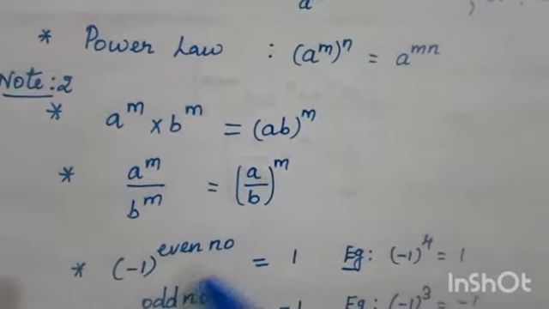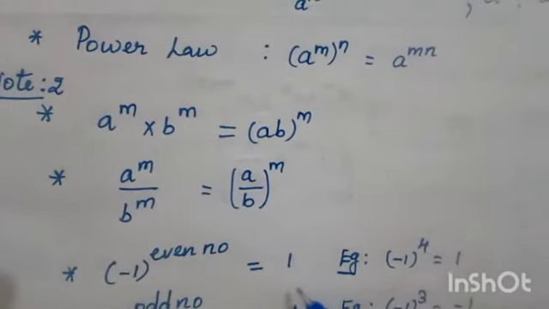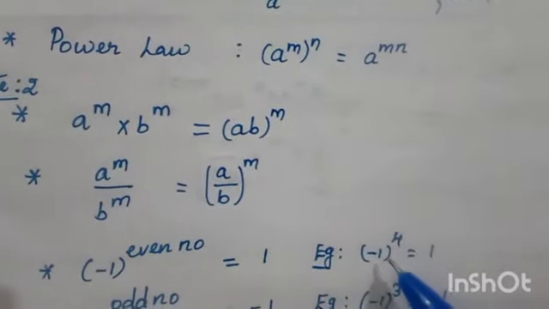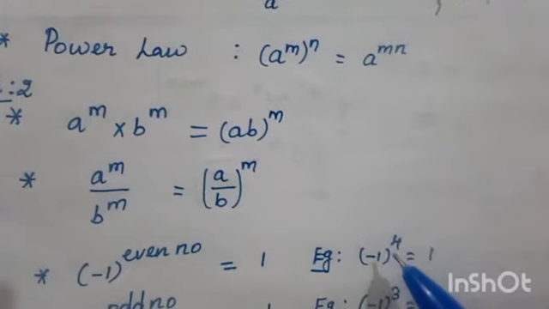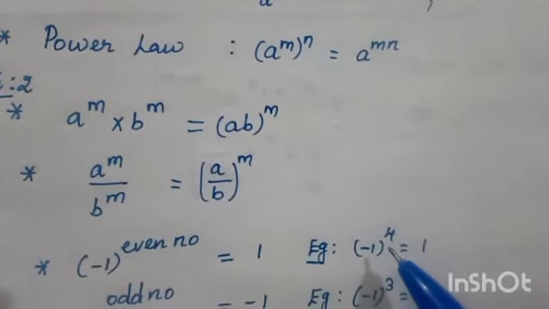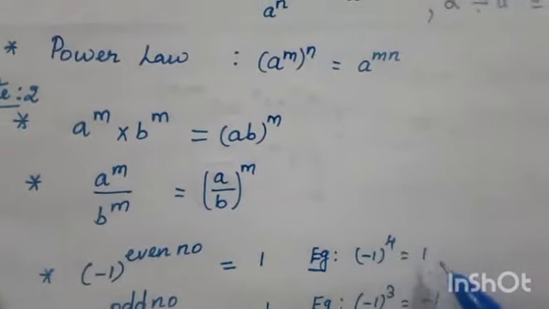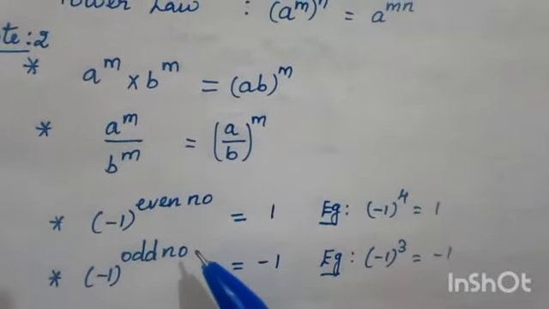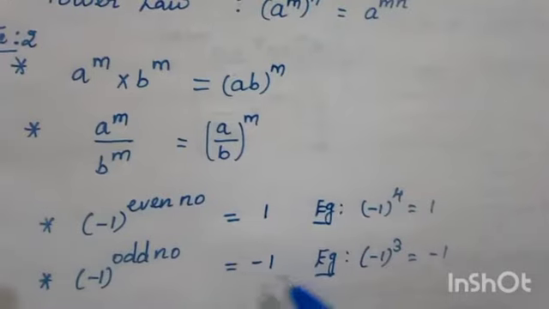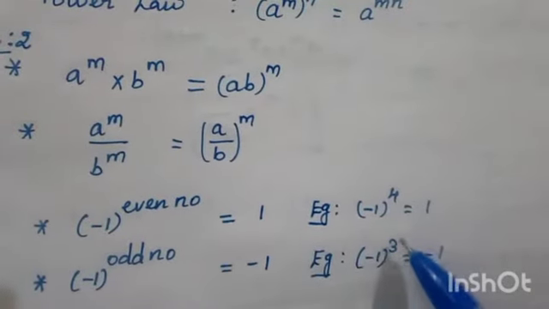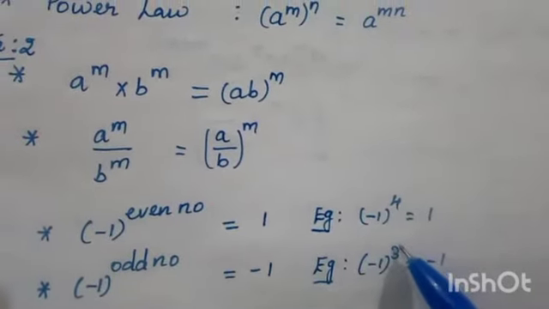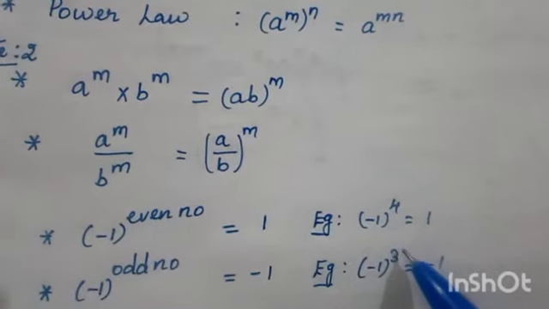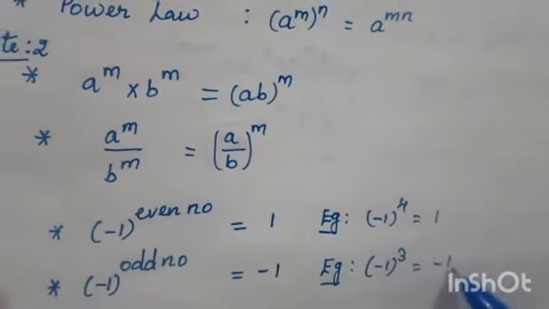Suppose minus 1 whole power an even number is equal to 1. Even number means minus 1 whole power 2, 4, 6, 8, 10, 100, 1000; whichever you have, the answer becomes 1. Minus 1 whole power an odd number is equal to minus 1. For example, minus 1 whole power 1, 3, 5, 7, etc. is equal to minus 1.